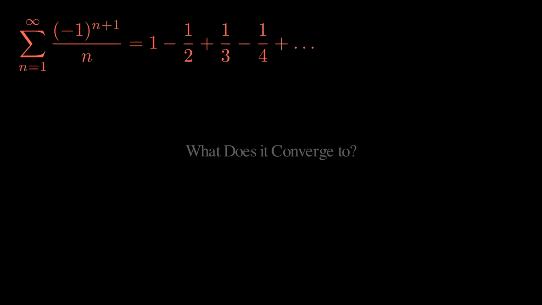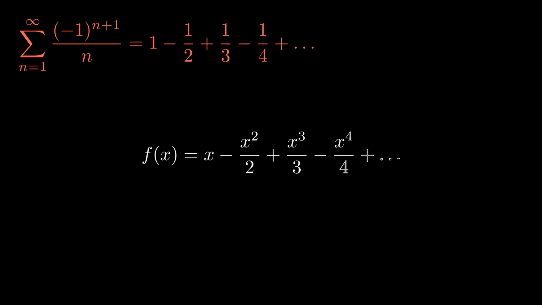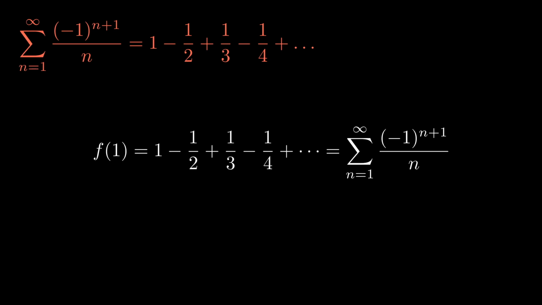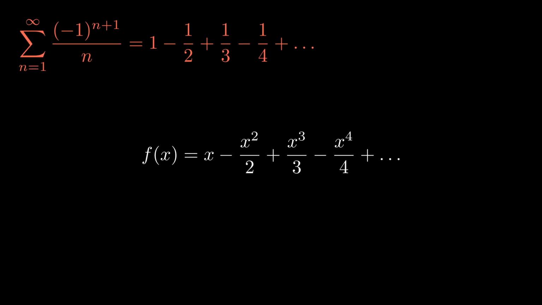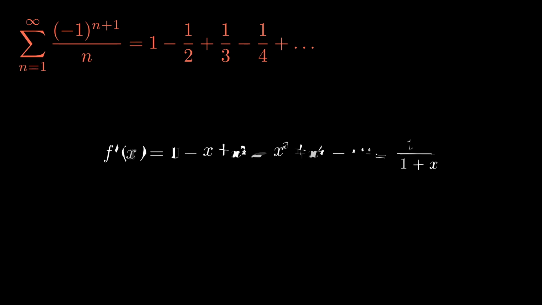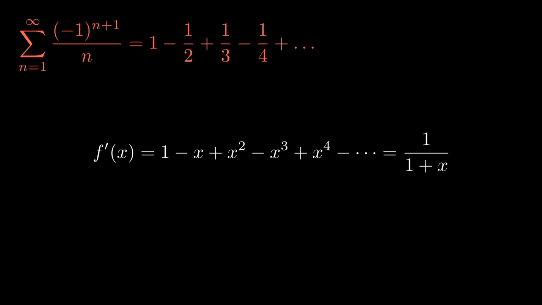A powerful technique in computing these sums is representing it as an infinite polynomial like so, where f of 1 is equivalent to our original series. Looking at each term in the original function, we can see that they look like the integrals of the powers of x. Thus, f prime is just 1 minus x plus x squared, and so on.